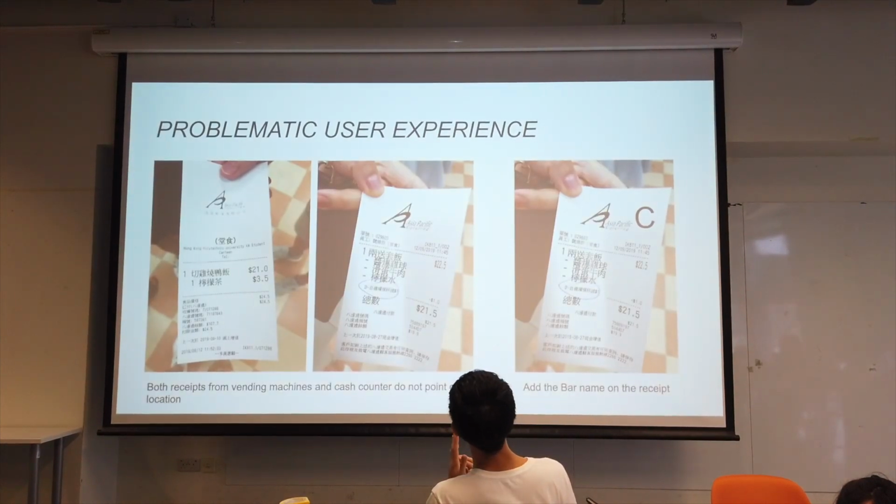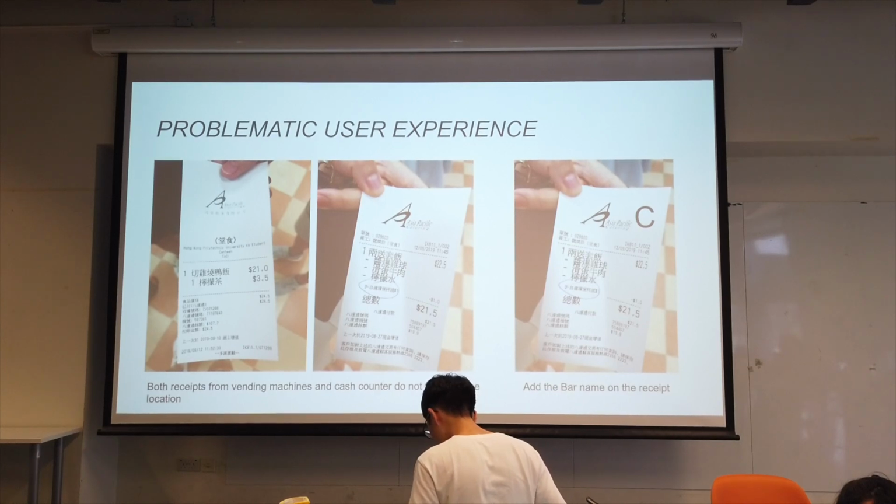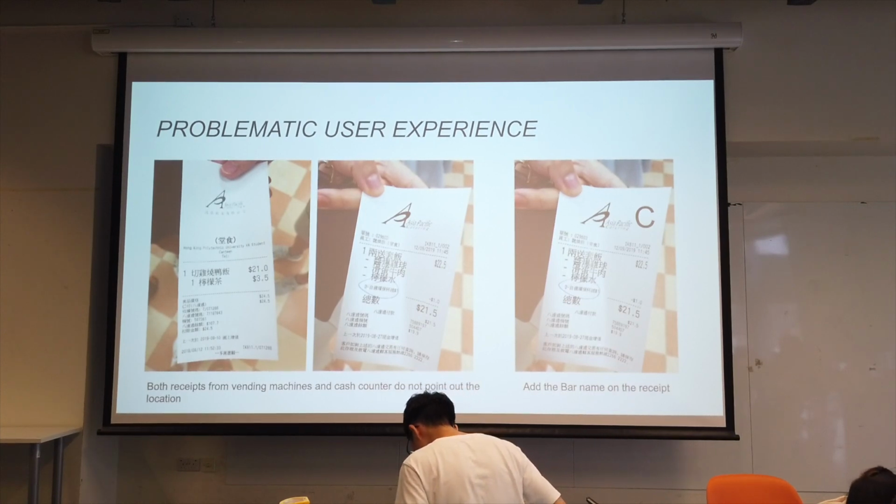The second problem is that the user experience is somehow problematic because both receipts from the vending machine and the cash counter do not show the pickup location, so that the students and non-local students have to refer back to the menu on the screen. So we suggest adding the location on the receipt so that they can have a nice user experience.